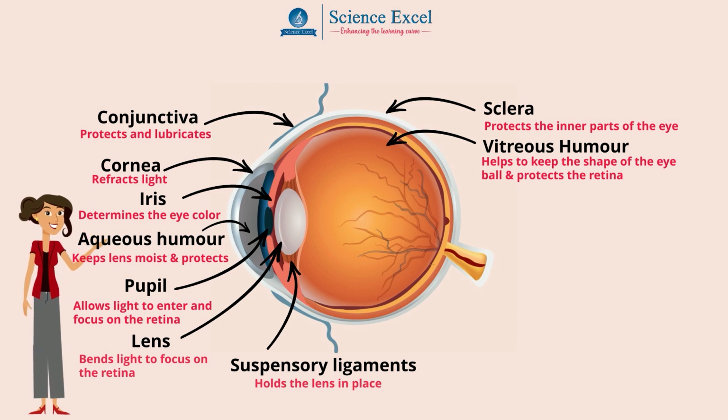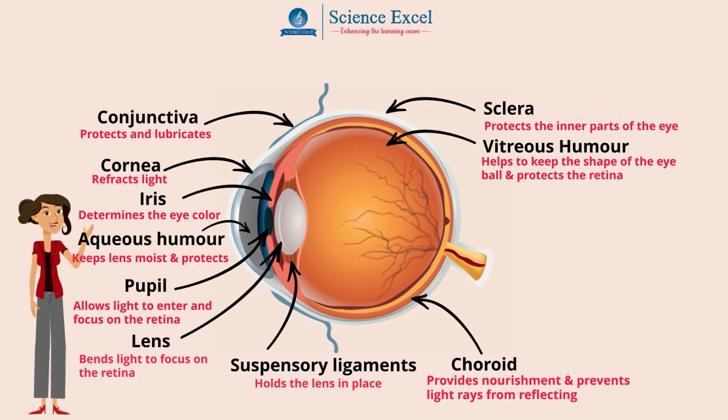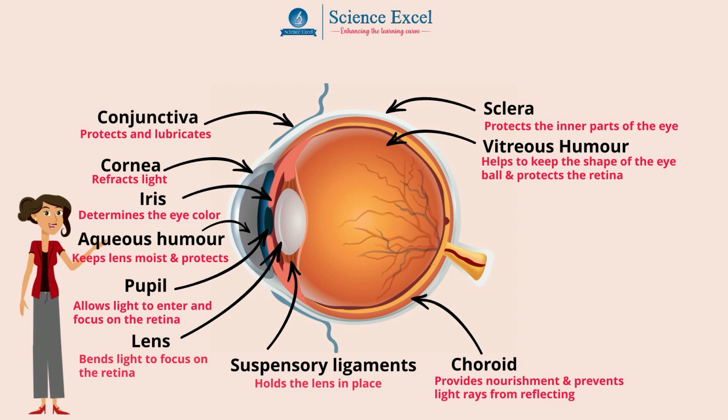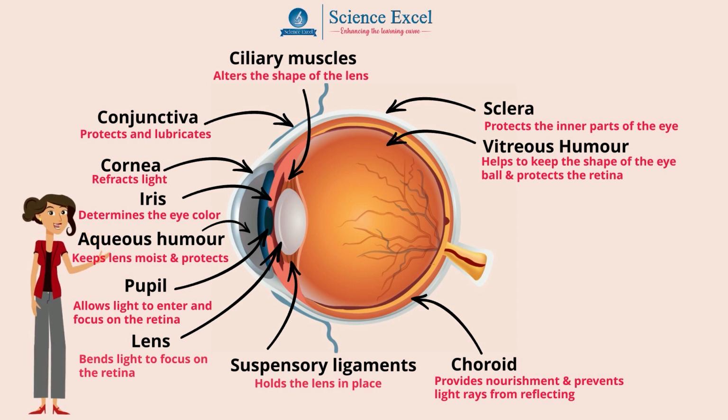The thin layer of tissue attached to the sclera on its inner side, which is a part of the middle layer of the eye, is called the choroid. It is richly supplied with blood vessels for providing nourishment to the eye. It contains a dark pigment called melanin, which prevents light rays from reflecting and scattering inside the eye. In front of the eye, the choroid expands to form the ciliary muscles. These ciliary muscles alter the shape of the lens.